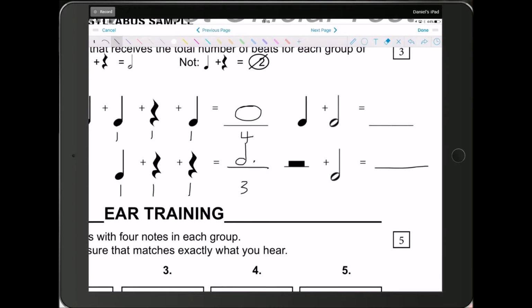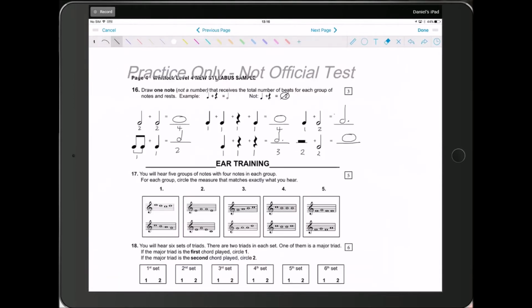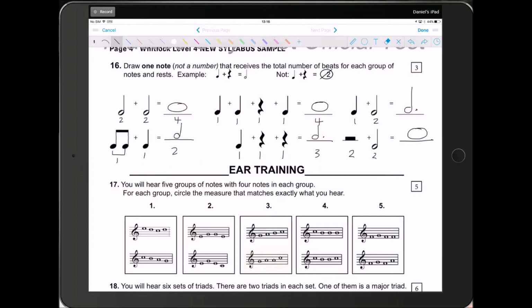And last two. Here I get 1. Here I get 2. That's 3. Another dotted half note. And then here I have 2 plus 2, and that equals 4. So that is another whole note. Alright. That is all of questions 15 and 16, and that's the entire test that I'm going to do in the videos.